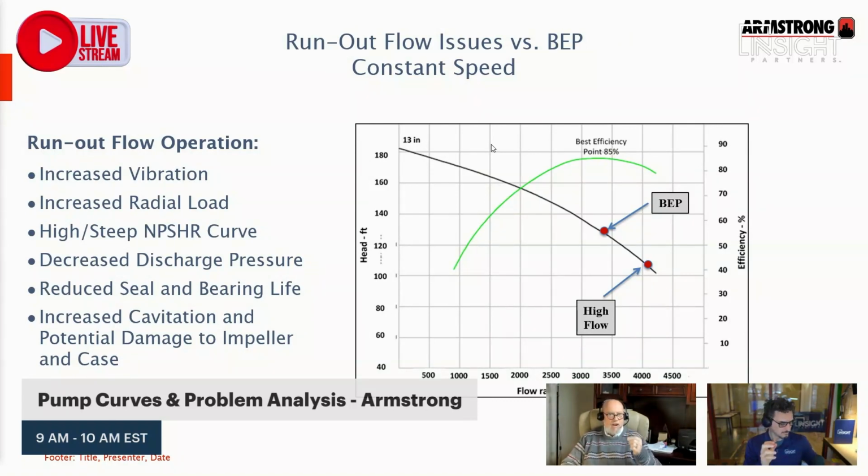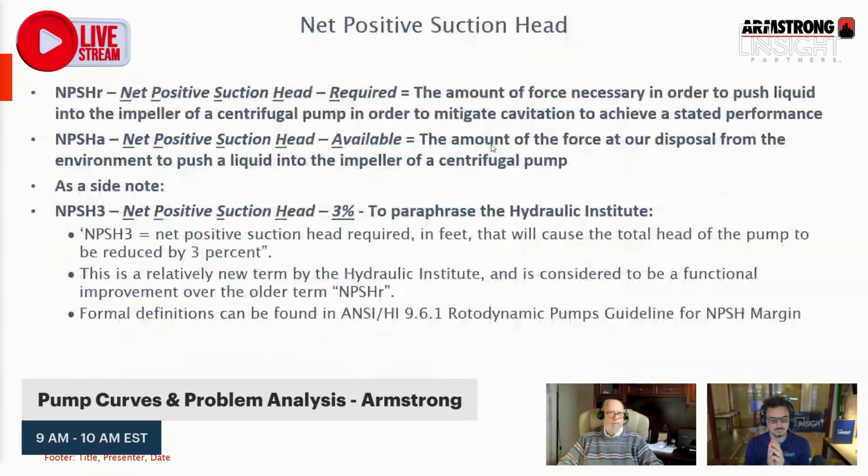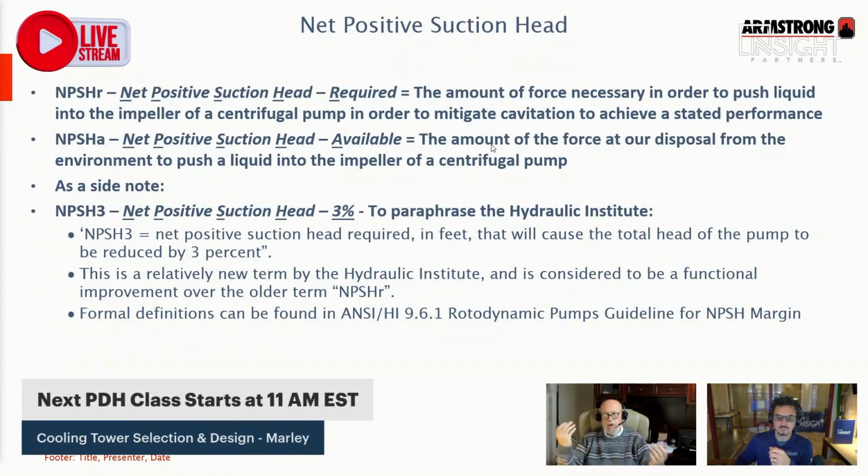Because that net positive suction head is what's actually pushing water into the eye of the impeller. So this is what we're talking about here. Net positive suction head required, that's the little R, is the amount of force necessary to push liquid into the impeller of a centrifugal pump in order to mitigate cavitation and meet our stated performance. Net positive suction head available, that's the little A, is the amount of force at our disposal from the environment to push a liquid into the impeller of a centrifugal pump.